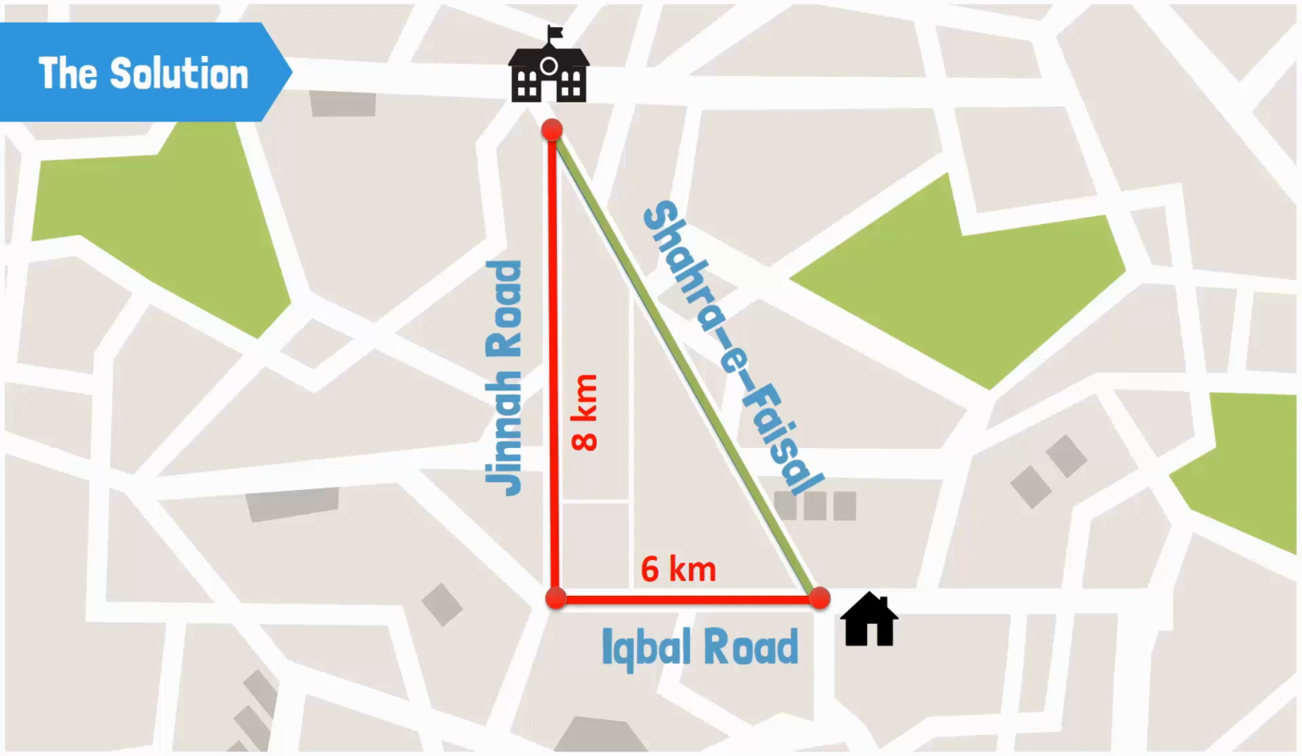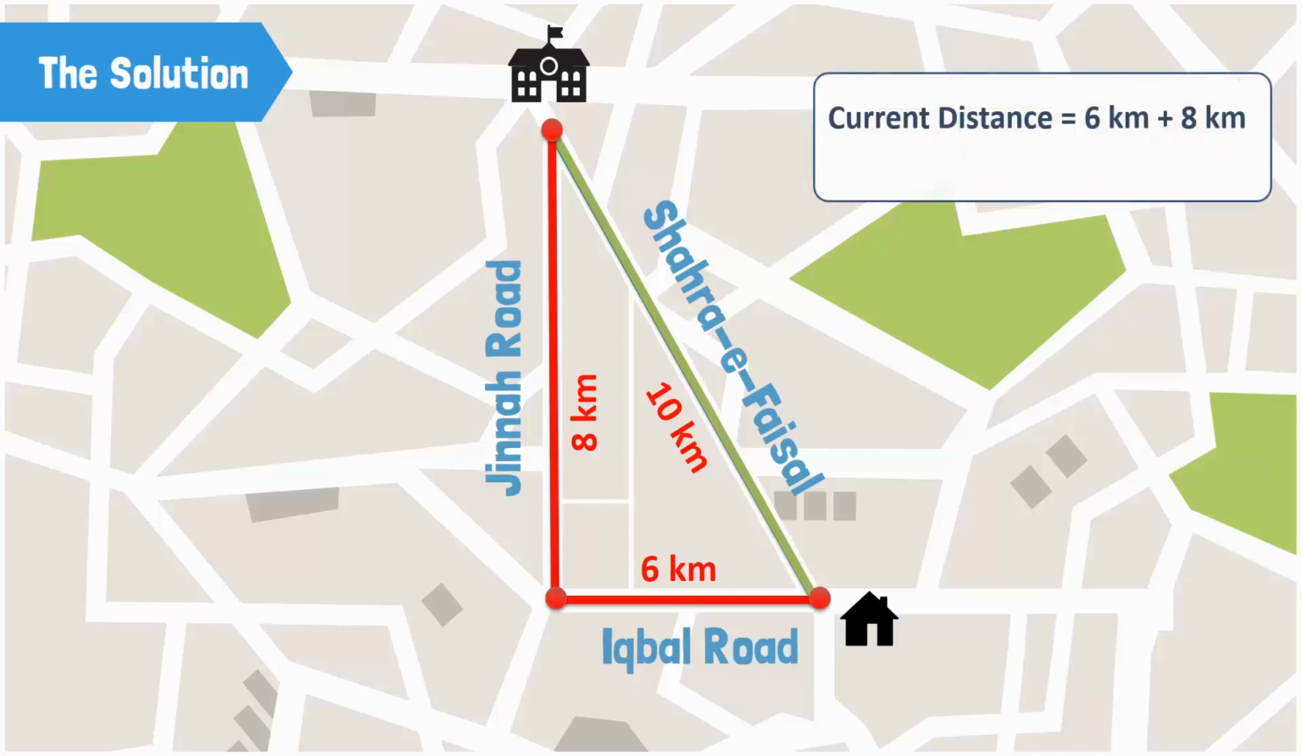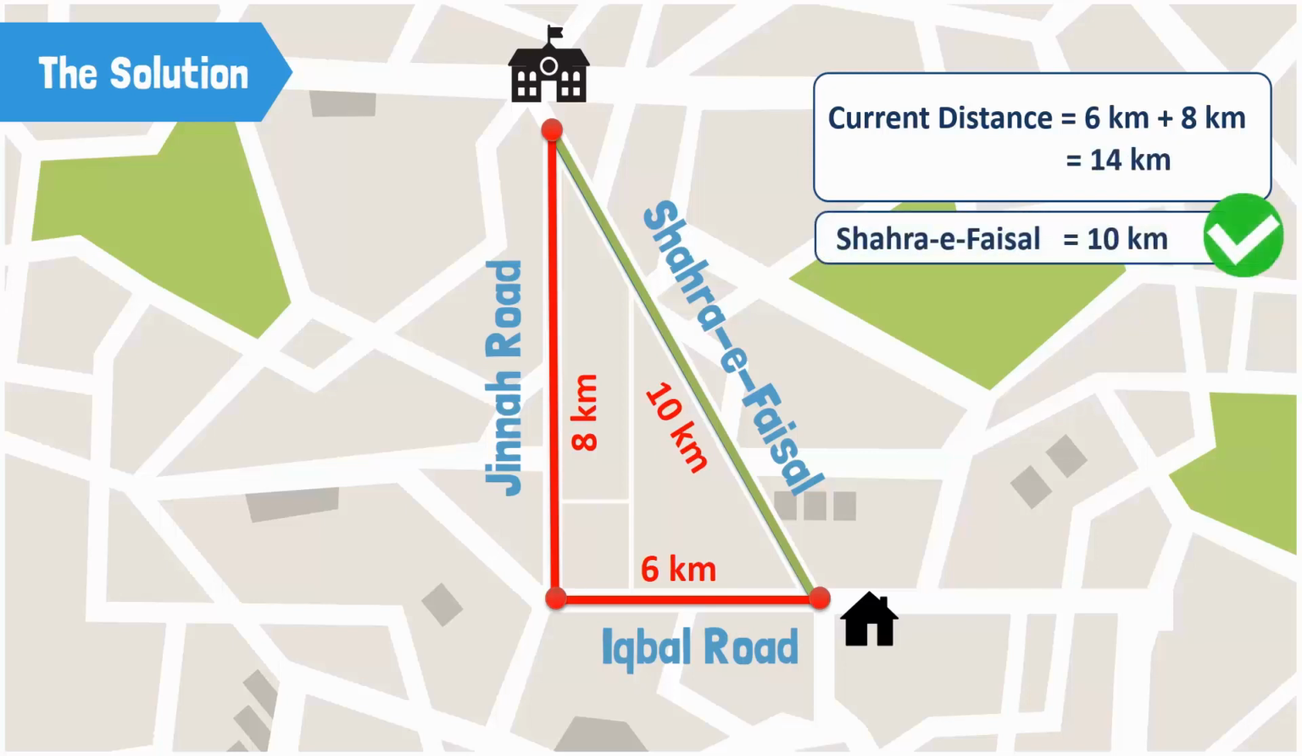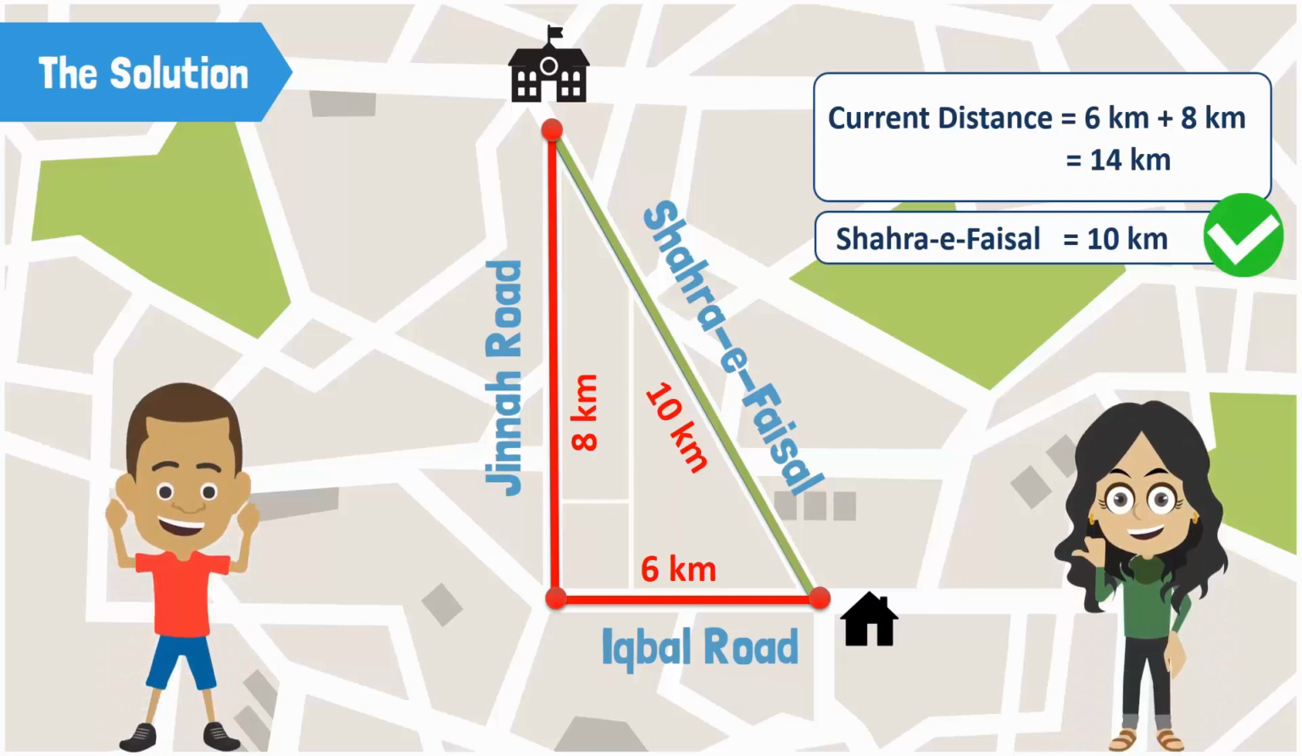We know now that Share Faisal is 10 kilometers long. Compare this to Asif's original route. Asif's current route is 6 plus 8 kilometers long. That makes a total of 14 kilometers. Share Faisal is clearly the better choice. The path is 4 kilometers shorter than Asif's current route. Oh, wow, Sarah. It seems you were right. I will be using this route to get to school now, thanks to the Pythagoras Theorem.